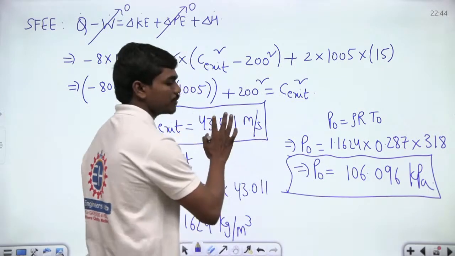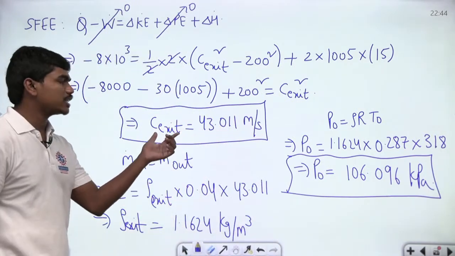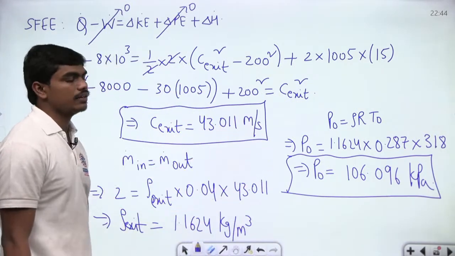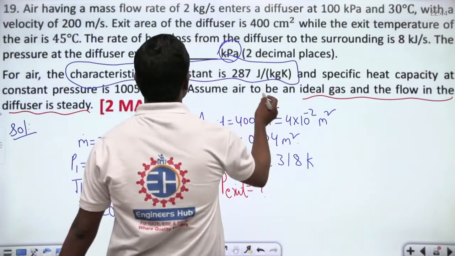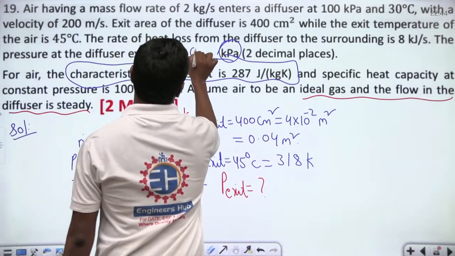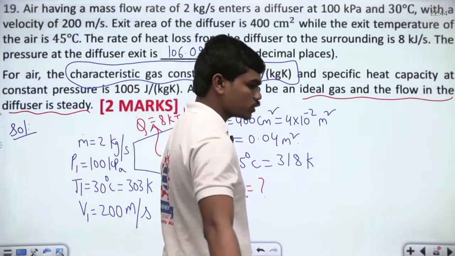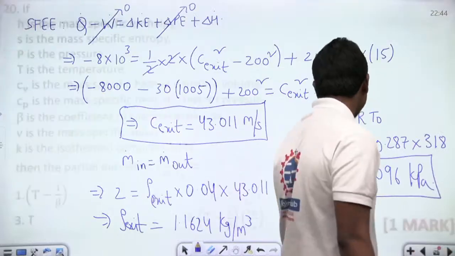Okay, since this is a numerical type question, it includes two steps basically: calculation of C exit, then O exit, and finally we get the value. So 106.096 is the correct answer in this case. 106.096 kilopascals. Okay, so this is what we have. Let us go for the next question.